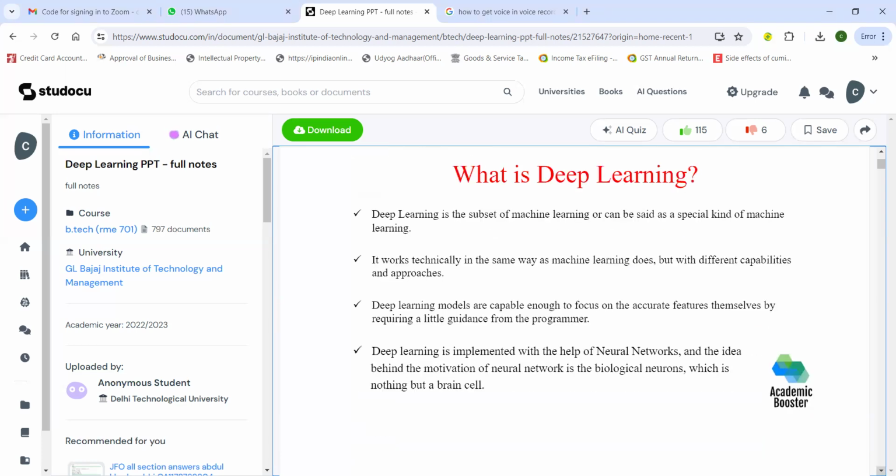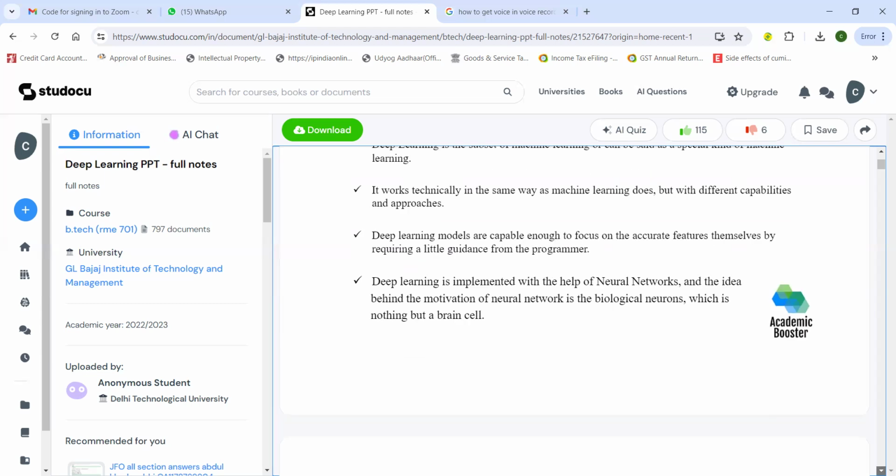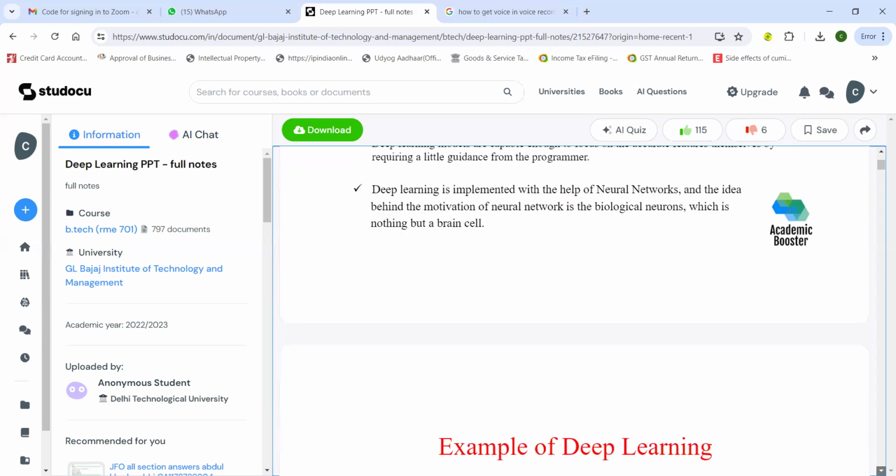As we know, deep learning is a subset of machine learning, or it can be said to be a special kind of machine learning. It works technically in the same way as machine learning does, but with different capabilities and approaches. Deep learning models are capable enough to focus on the accurate features themselves, requiring little guidance from the programmer. Deep learning is implemented with the help of neural networks, and the motivation behind neural networks, as we all know, is the biological neurons, which are nothing but the brain cells we all have.